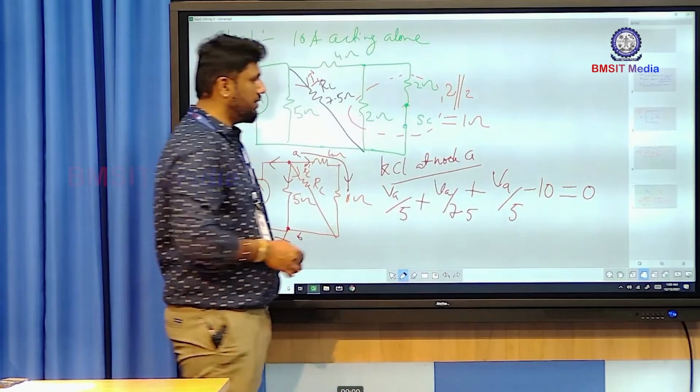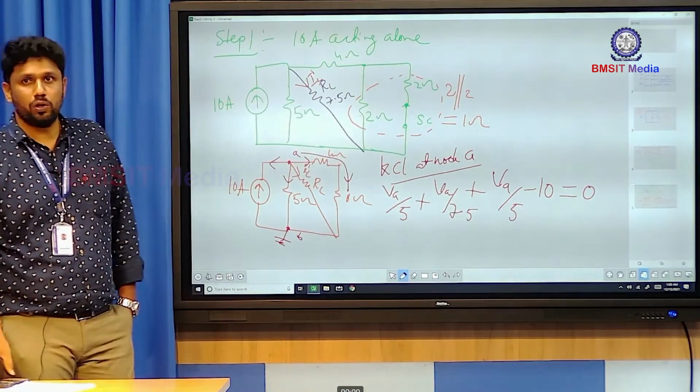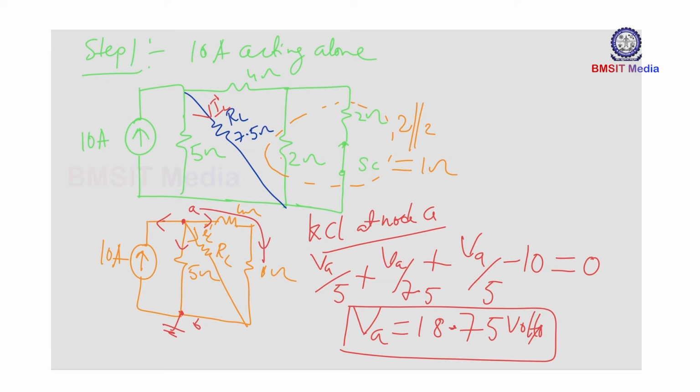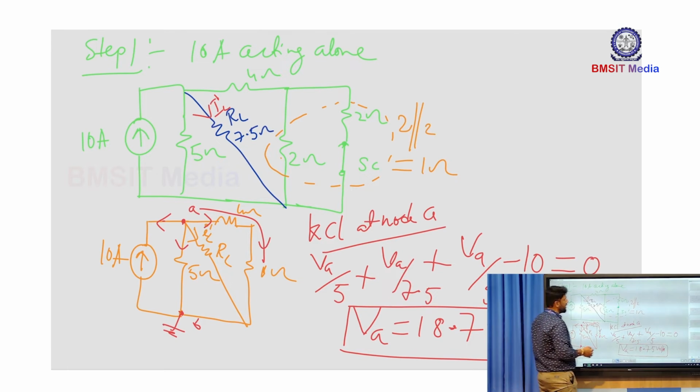So now with this single equation, you can try to solve for VA. If I solve for VA, you get VA is 18.75 volts, but we need to find out the current flowing through the load resistance, IL.